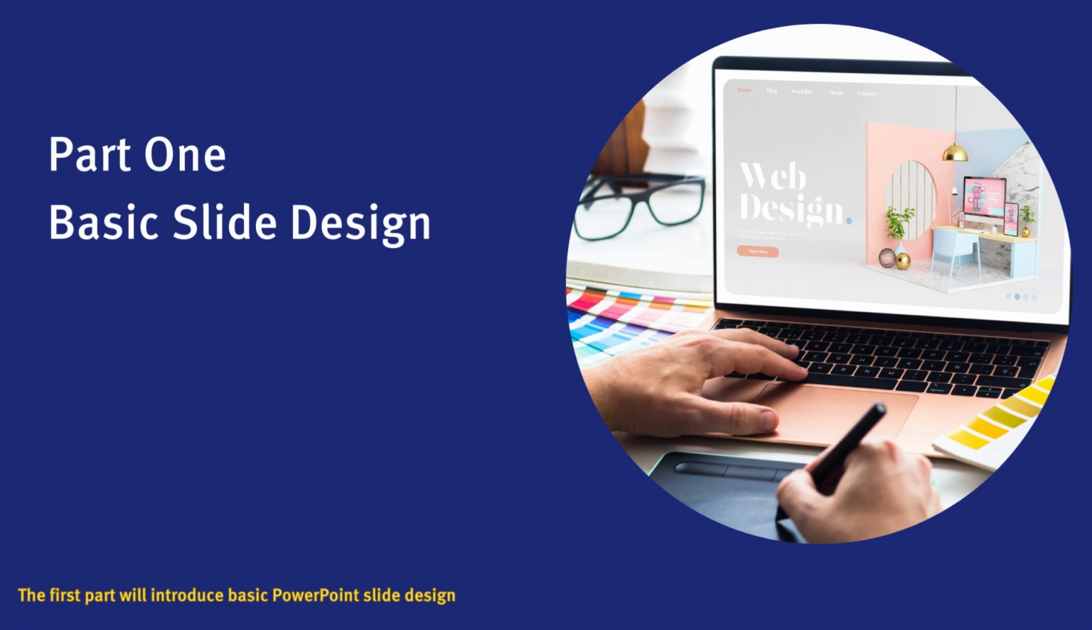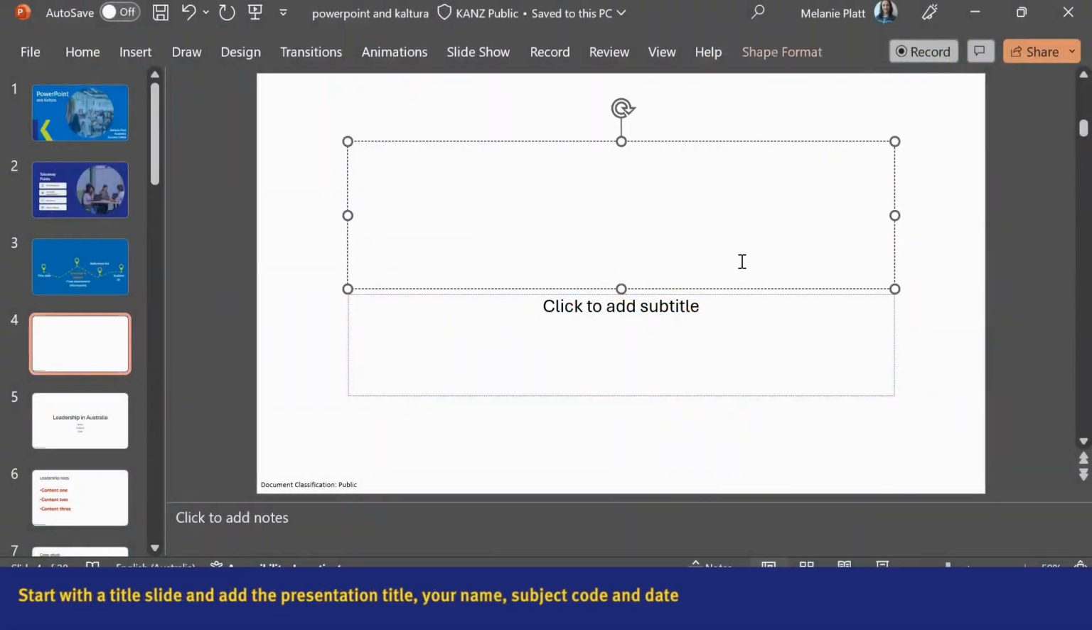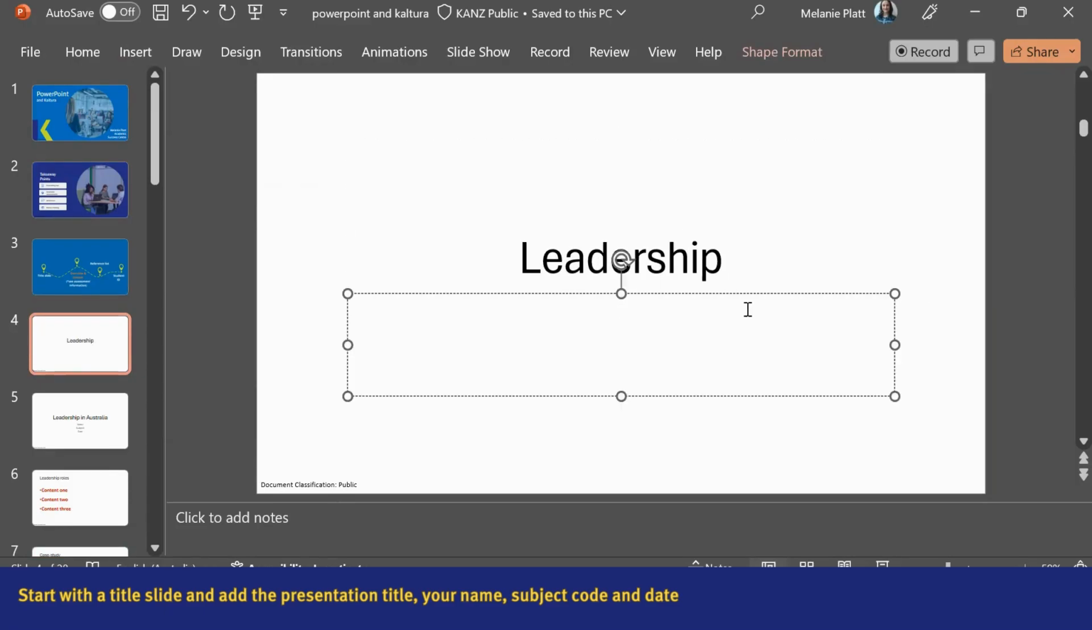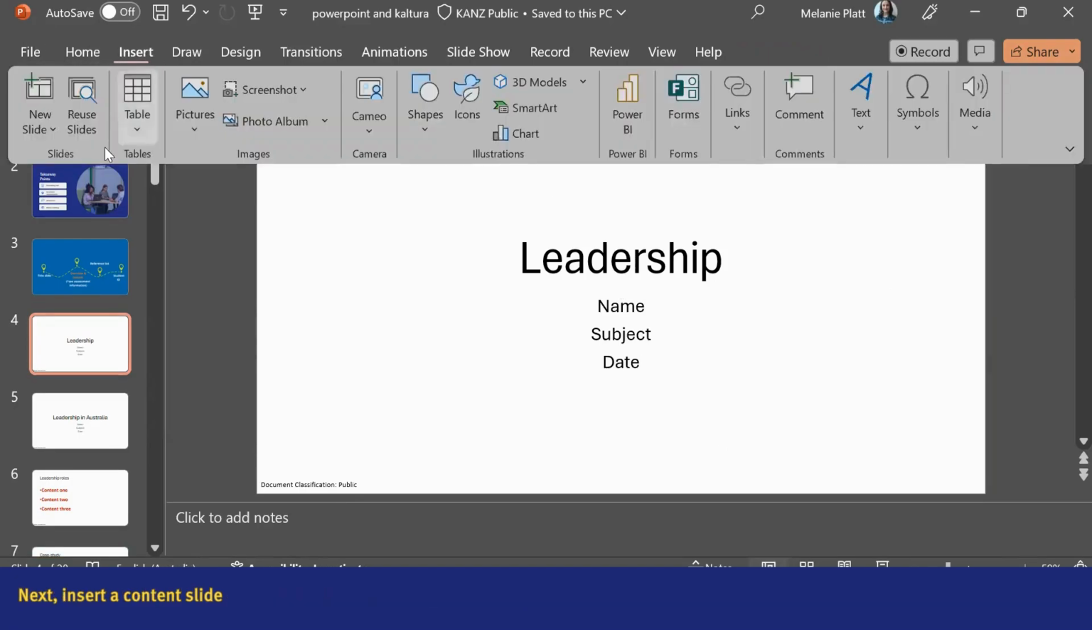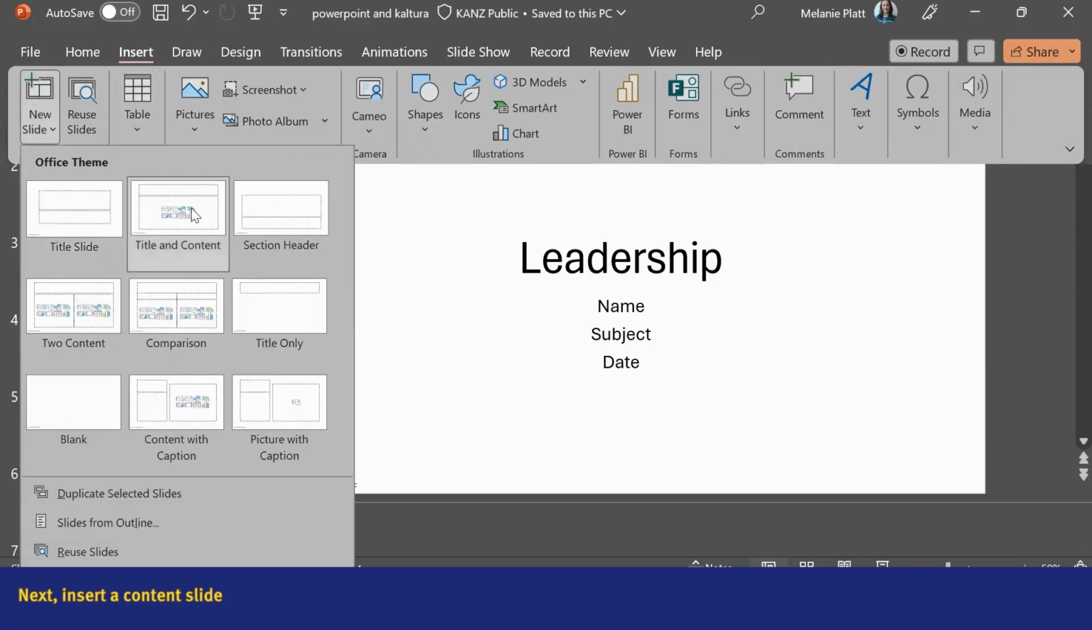In the next part, I'm going to talk about how to create a basic PowerPoint slide. So we're going to begin just with a template of a title and subtitle. Always begin with something like this, so you can put in the title of your presentation and make sure you include your name, the subject, and the date.